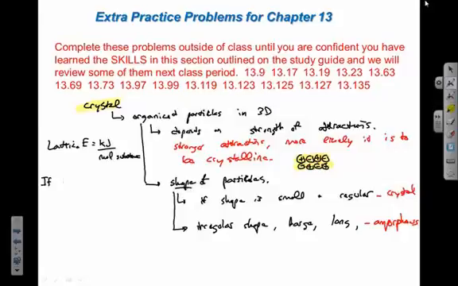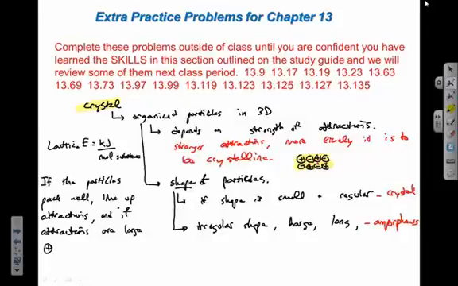So if the particles pack well, and they can get close together, and they can organize in a way to line up the attractions, and if the attractions are large, where you have maybe full charges or some very large partial charge attractions, then it will have a greater lattice energy.